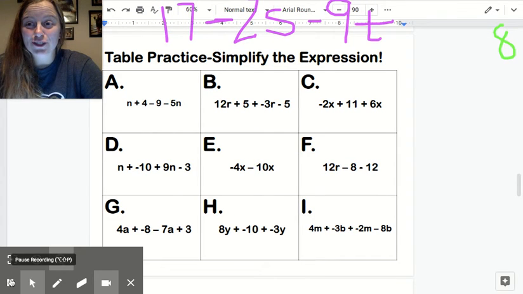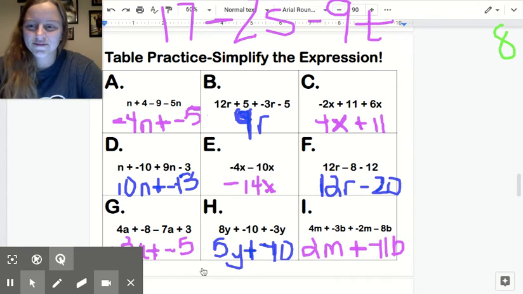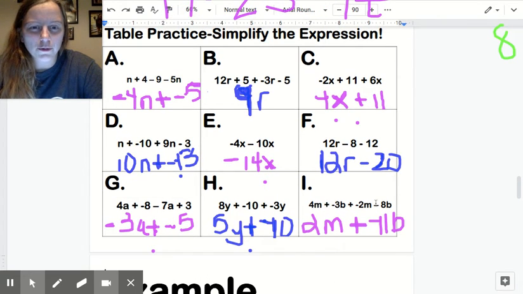All right, let's go ahead and check these answers. If you're having trouble reading any, just ask and I can clarify. The order for these doesn't really matter, guys. You could have had negative 5 plus negative 4n. You could have had negative 4n minus 5 and gotten rid of the plus altogether.